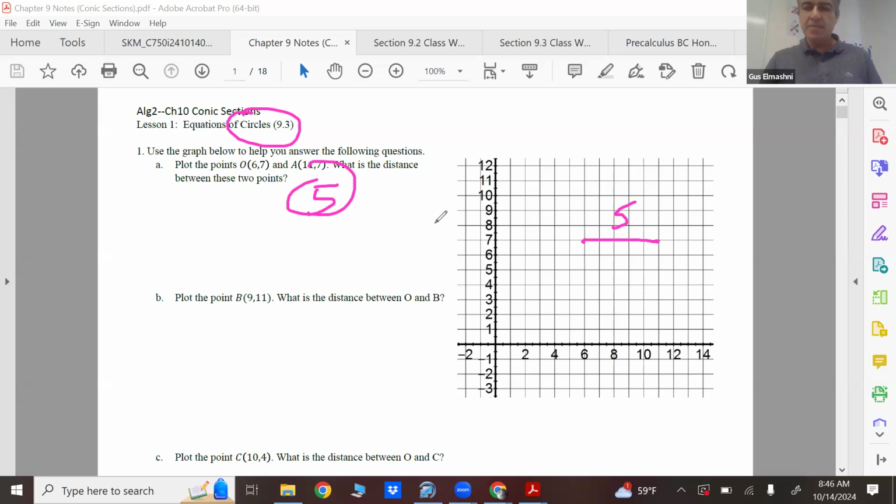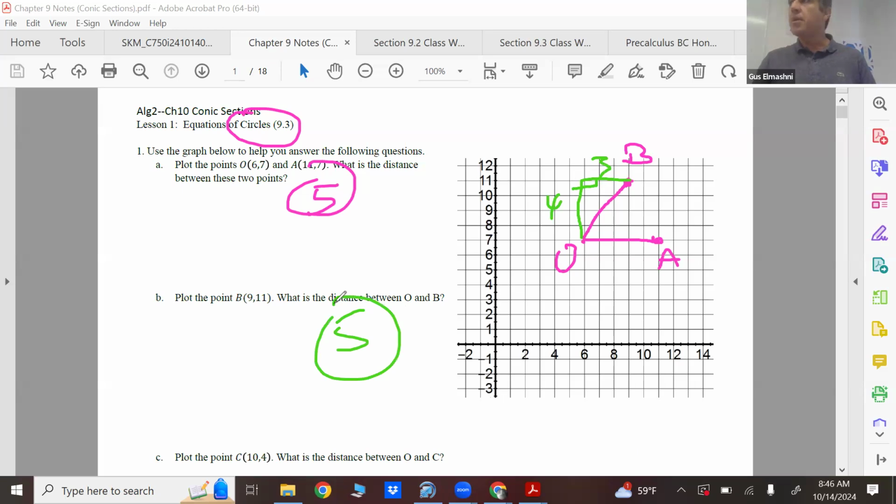Okay, plot the point (9, 11), which will be somewhere over here. Call it B. Again, this is O. This is A. What do you think OB is going to be? 3, 4, 5. Yes, because if you do the Pythagorean theorem, 4 up, 3 right, you should get 5.